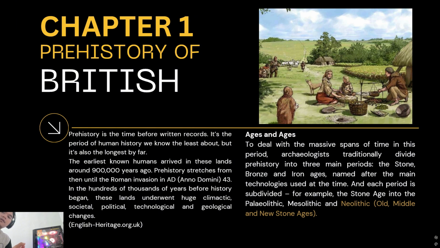We're moving to chapter 1, Prehistory of Britain. Prehistory is the time before written records. It's the period of human history we know the least about, but it's also the longest by far. The earliest known humans arrived in these lands around 900,000 years ago. Prehistory stretches from then until the Roman invasion in Anno Domini 43.